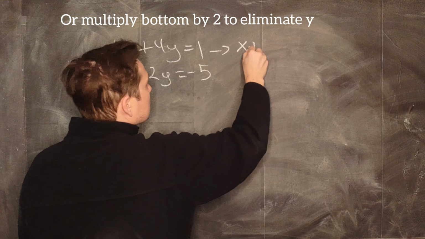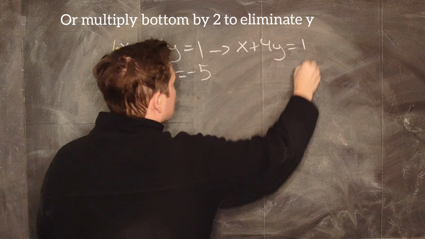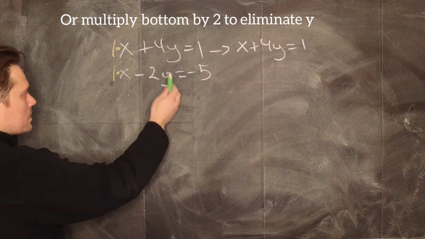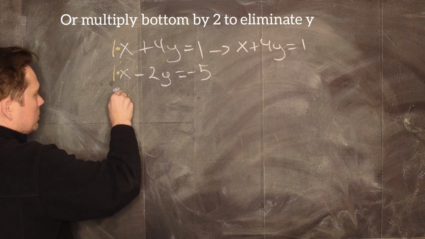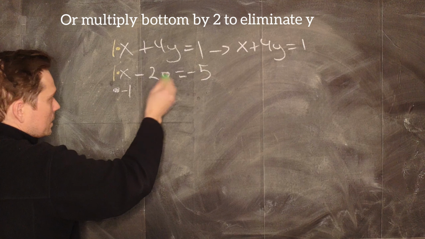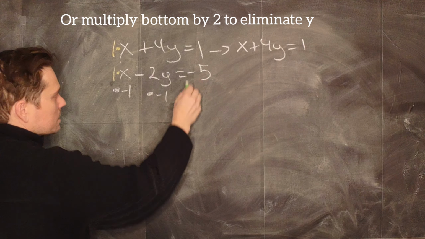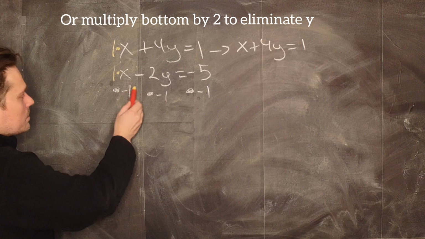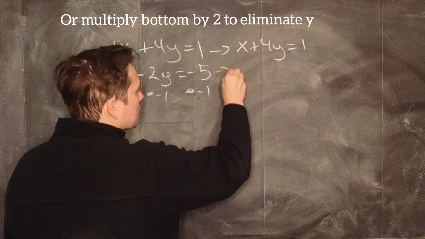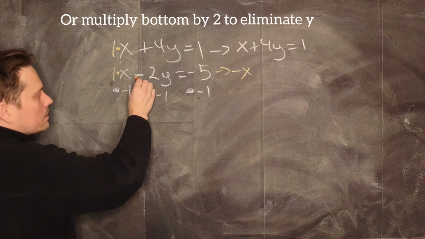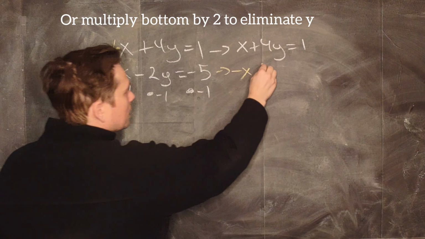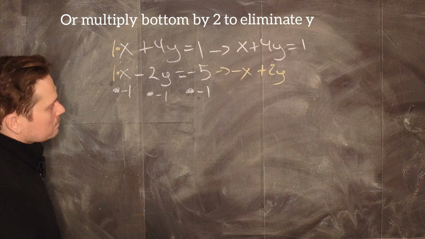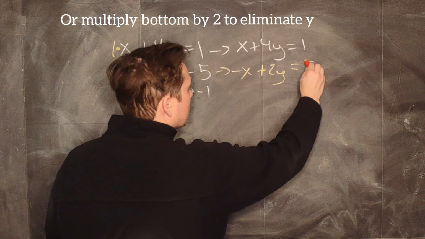It's just x plus 4y is equal to 1, and then just multiply each term here of the bottom equation by negative 1. Like basically multiply this by negative 1. Same thing with this one, multiply it by negative 1. Same thing with this one, multiply it by negative 1, okay? So 1x times negative 1 is going to give you negative x now right here. And then negative 2y times negative 1 is going to give you a positive 2y. And then negative 5 times negative 1 is going to give you a positive 5 right here.